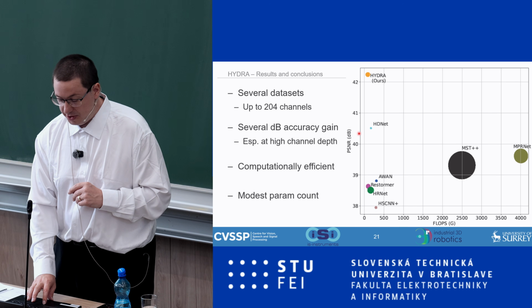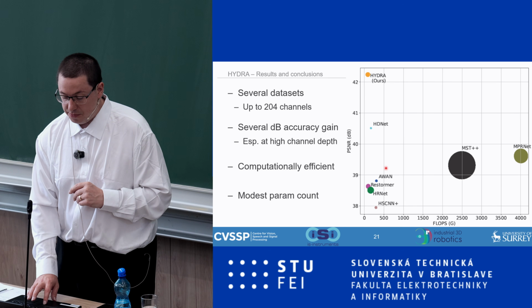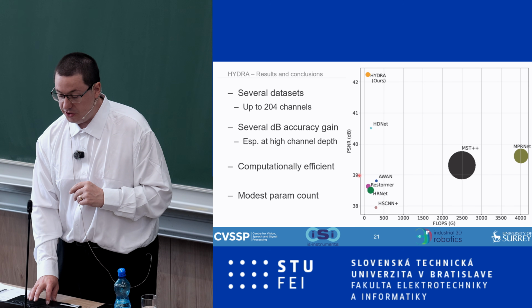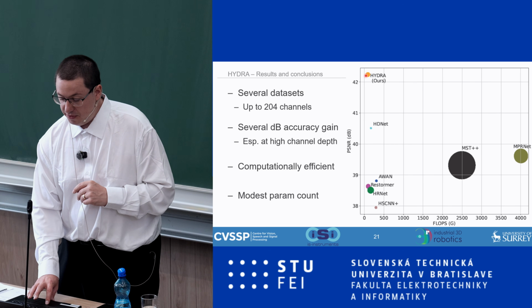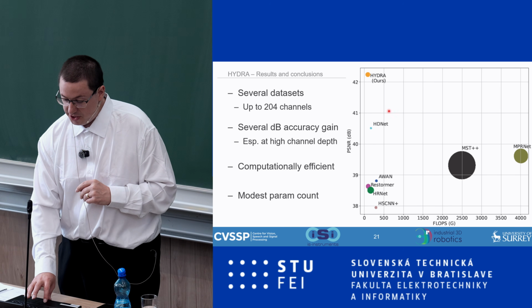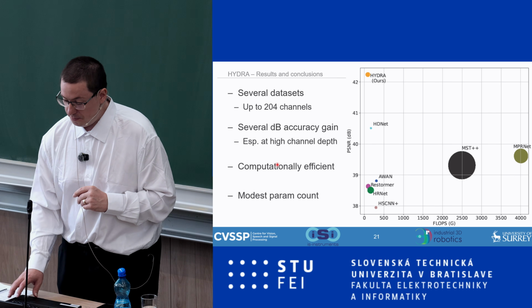Looking at the y-axis, we can see our technique is a couple of decibels more accurate than the previous techniques. Looking at the x-axis in terms of computational efficiency, it's about the same as previous techniques. The size of the blob tells you how many parameters the model uses. So you can see it's not the smallest model. A couple of these are a bit smaller, but it's modest sized. It's much smaller than some of these full transformer models.